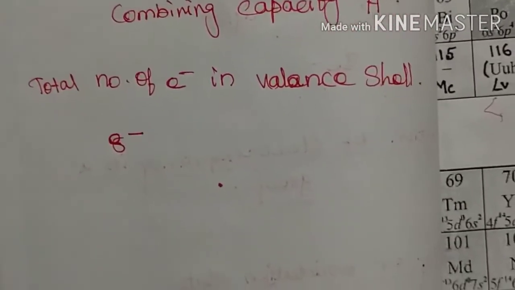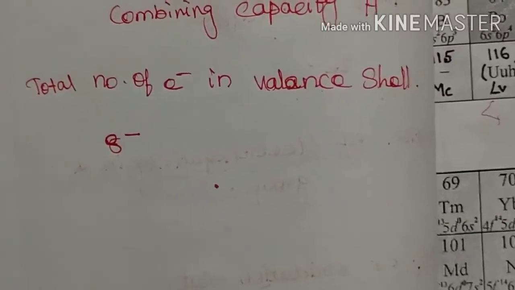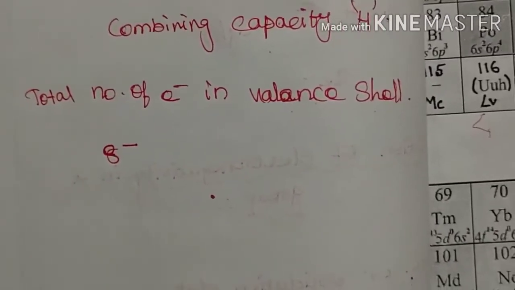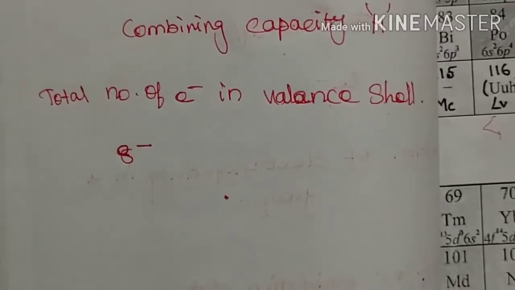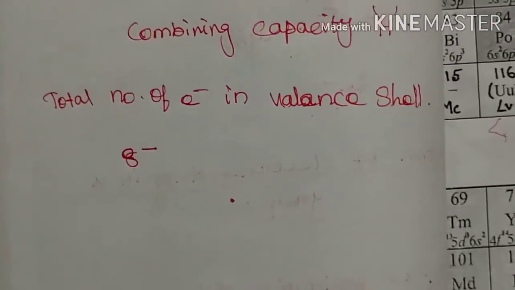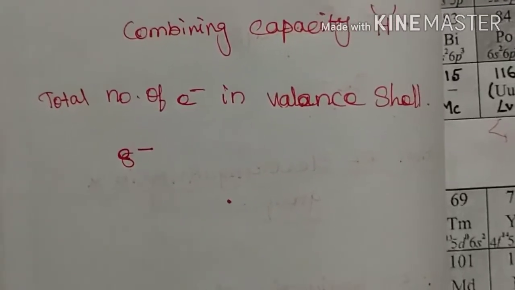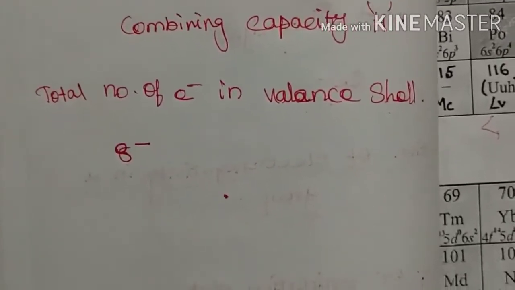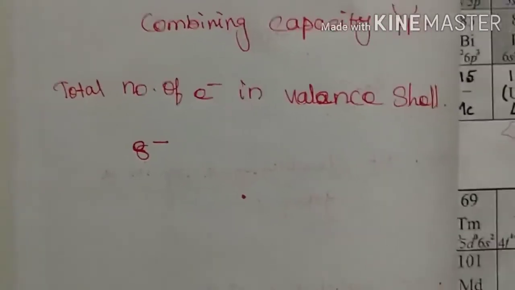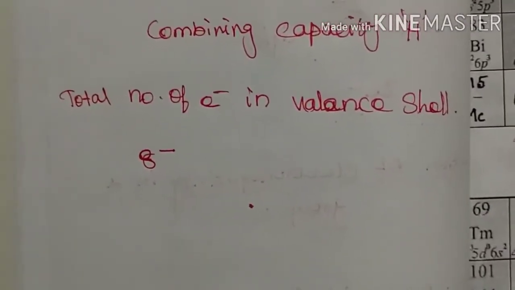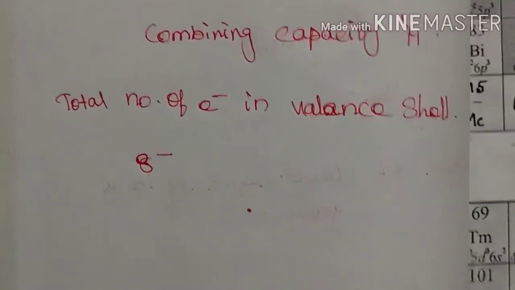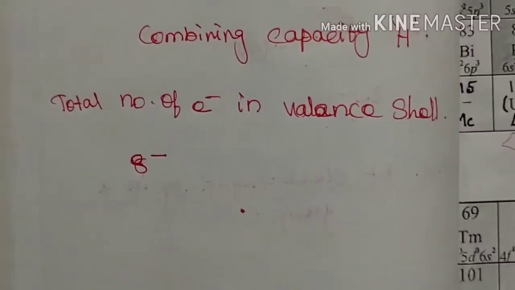Generally, this valency mainly depends upon the number of electrons present in the valence shell, and the number of electrons in the valence shell is the same in one group. So the maximum valency also remains the same in the group. But in the case of a period, the number of valence electrons is increasing.